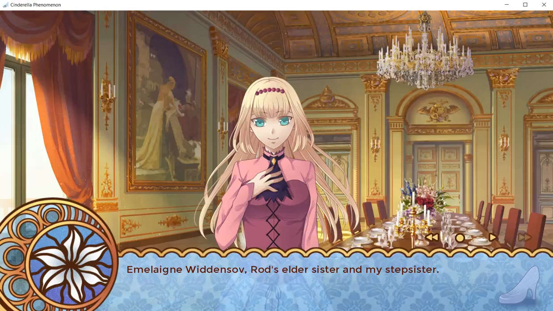Woodensov, Rod's elder sister and my stepsister. She acts as if we are blood, as if she too were born a princess. As if she could be crown princess, perhaps steal my place. I will never let that happen.